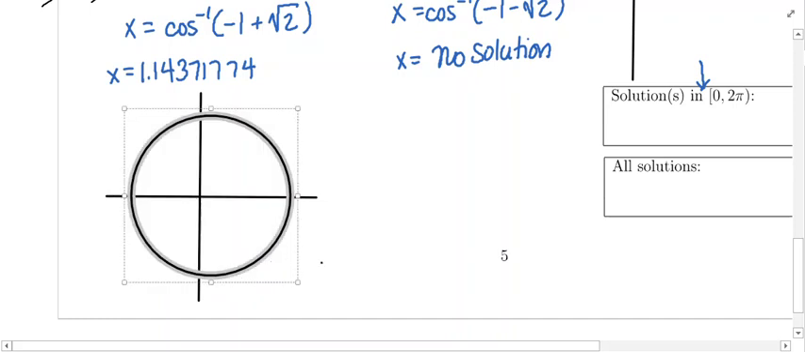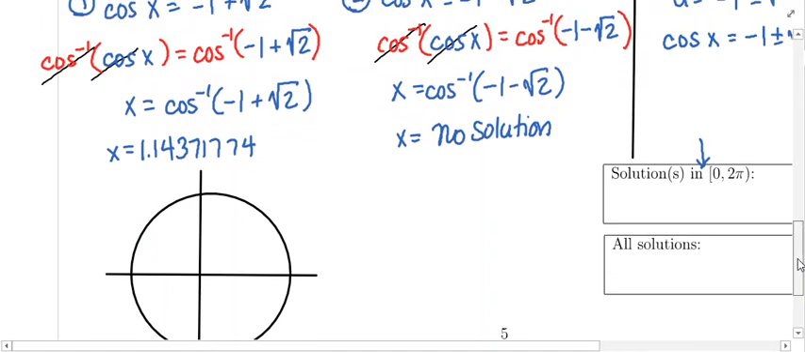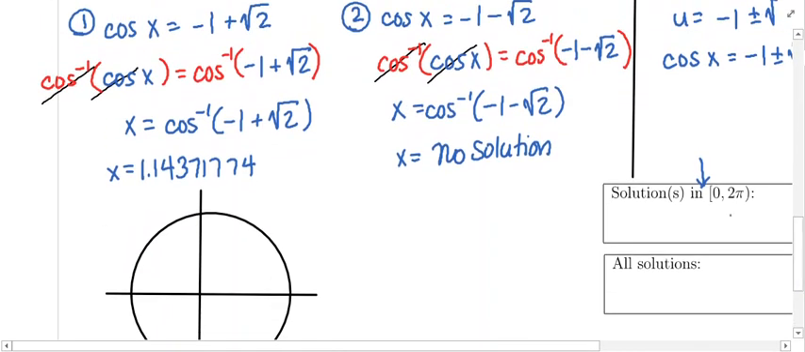And what did we find? This particular angle is a solution. If you take its cosine, you're going to get this -1 plus square root of 2.